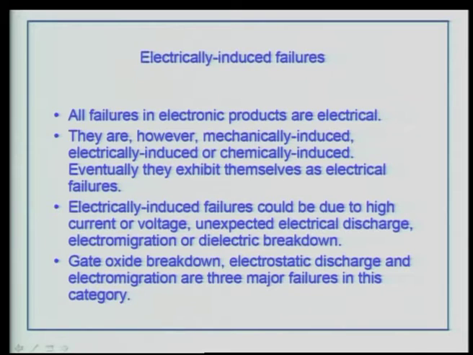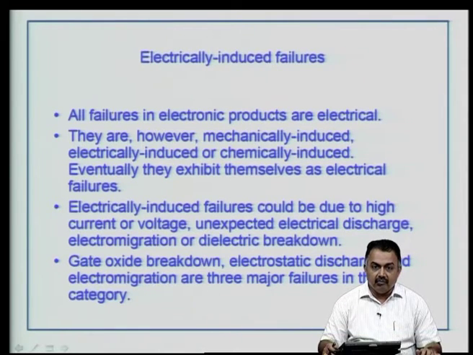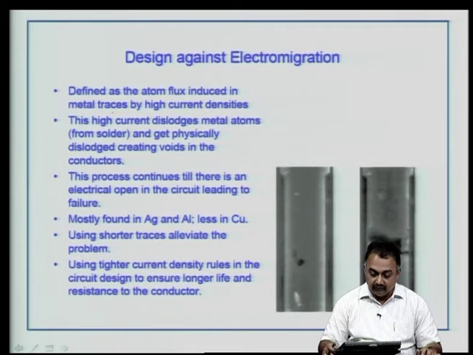So, electrical failures: all failures in electronic products are electrical. They may however be mechanically induced, electrically induced or chemically induced, but they exhibit themselves as electrical failures. So, you can expect a lot of these kind of failures, especially gate oxide breakdown, electrostatic discharge and electromigration in this category of electrically induced failures.